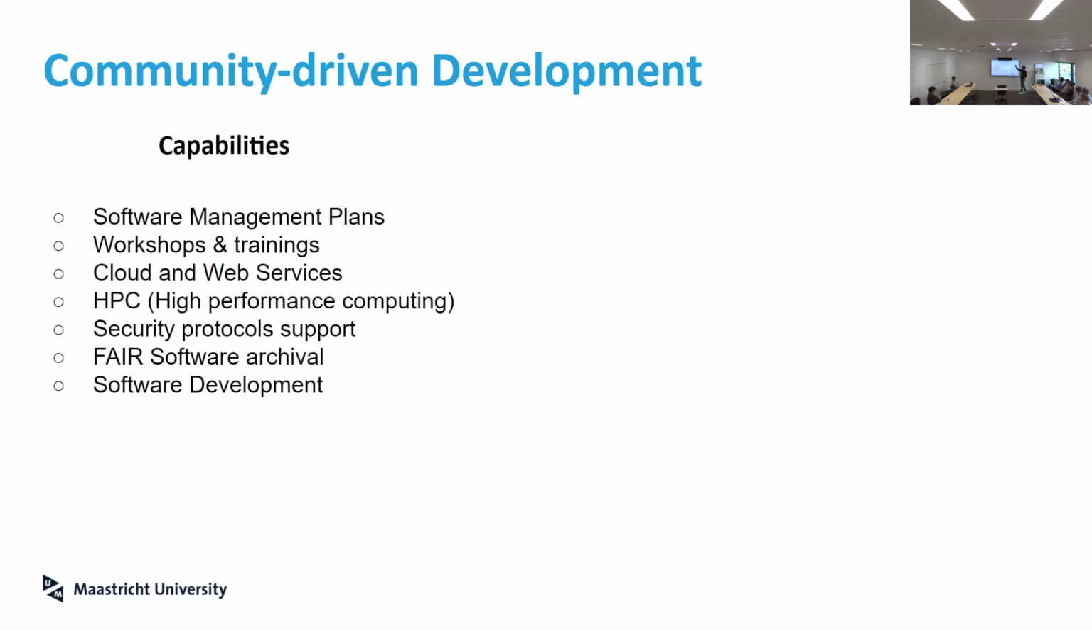So first we list and make an inventory of what the capabilities for research software management are, like software management plans, workshops and trainings, cloud web services, education, high performance computing education, security protocols education that we can recycle from the security services of Maastricht University, FAIR software archival, and all those things that we already talked about, and especially just software development. Right?